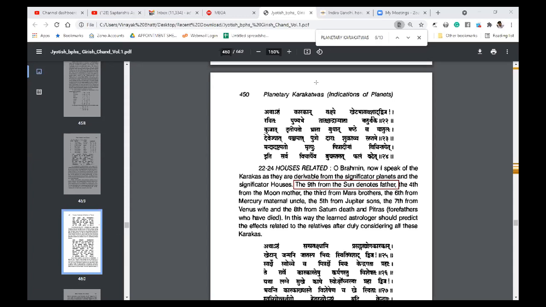In that example, we are seeing the children. So we have seen the fifth house from Lagna, and we have seen the Karaka planet Jupiter. Now, as per this shloka 22 to 24, you have to see also the fifth house from Jupiter. Fifth house from Jupiter shows the Sun.